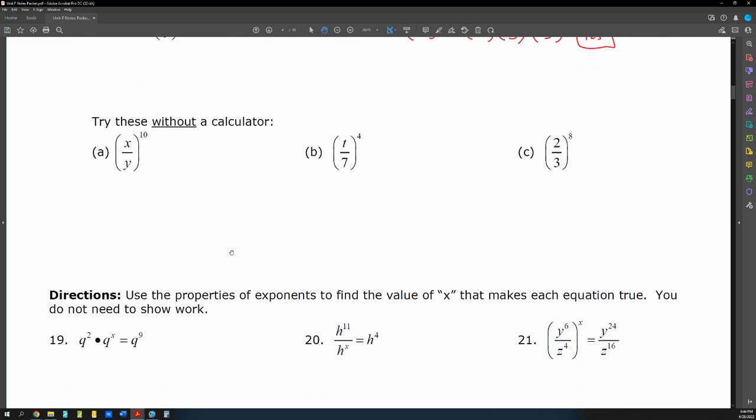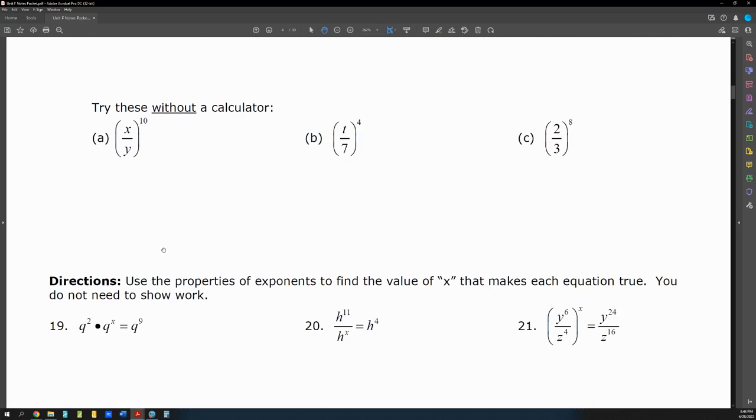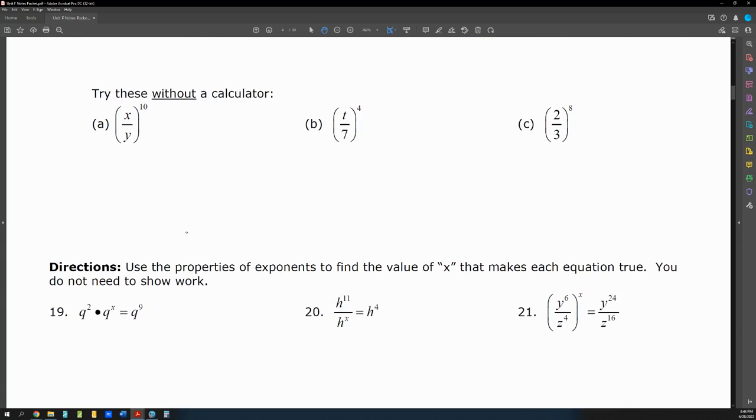Let's go ahead and try these without a calculator. So here we have x over y to the 10th power. Let's go ahead and distribute that exponent into both the numerator and denominator. We get x to the 10th over y to the 10th.